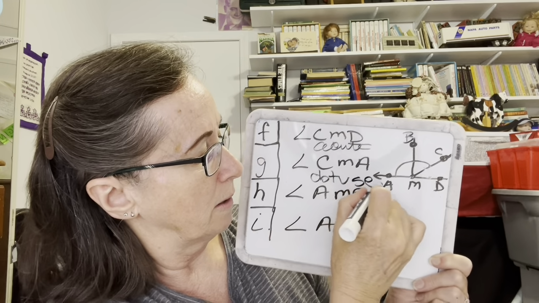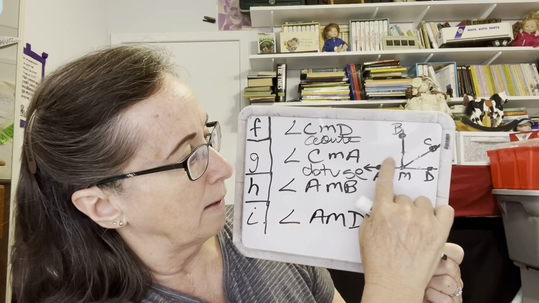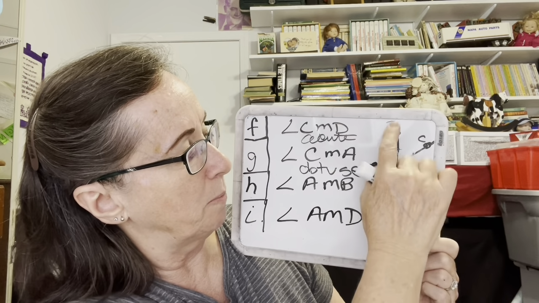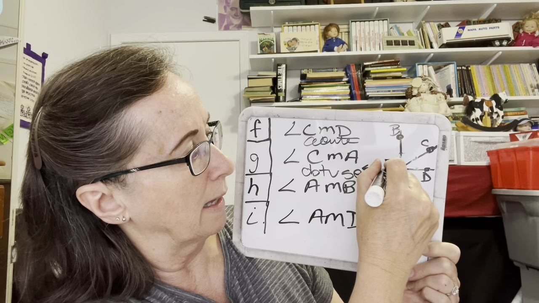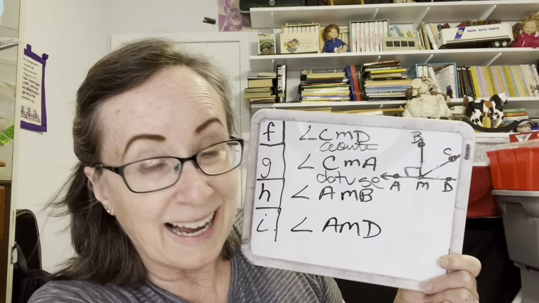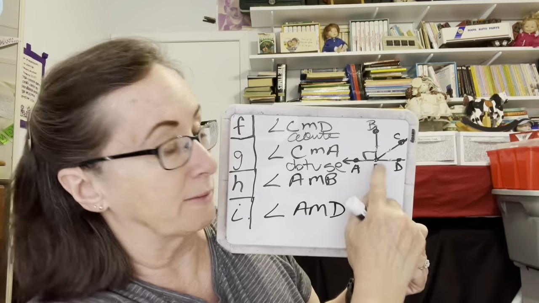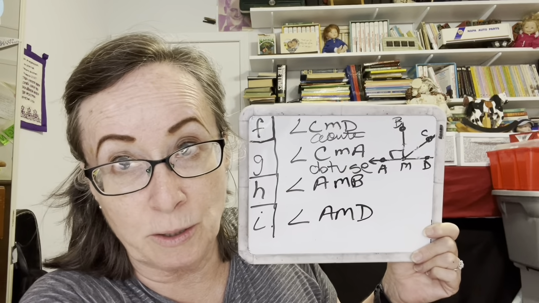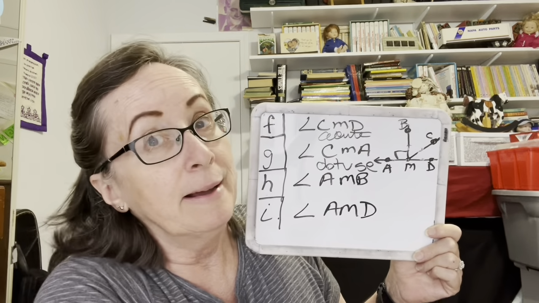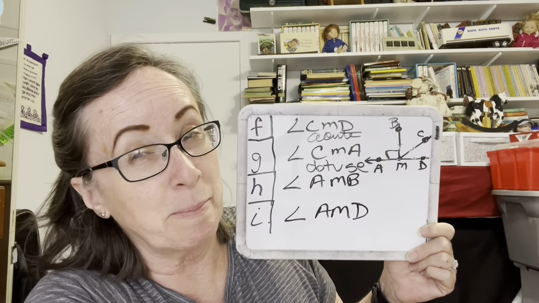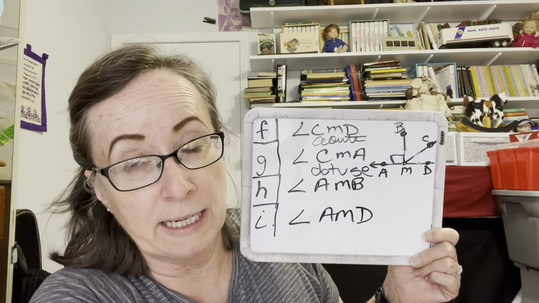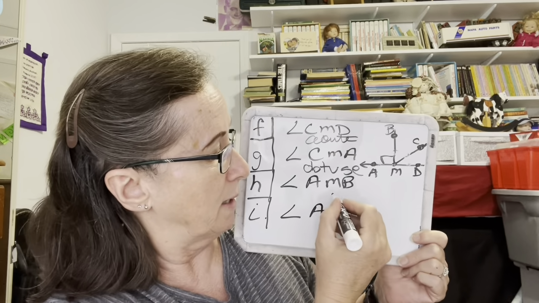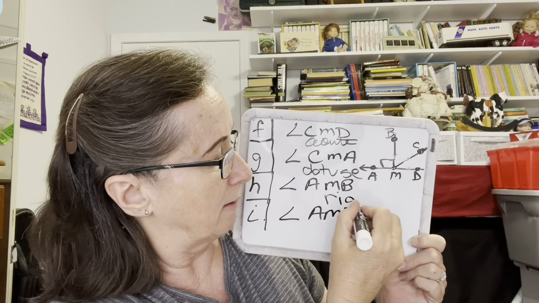AMB, so let's erase this one. AMB. Now, I didn't draw that, but that's in your book. That little square right there is in your book, and I forgot to draw it. Since it has a little square there, that means that's 90 degrees, which is a right angle, and that means that this one is a right angle.